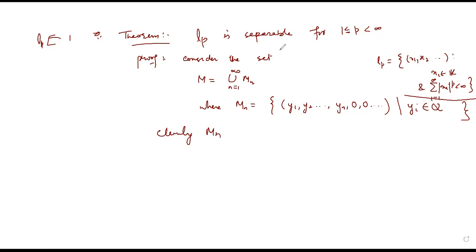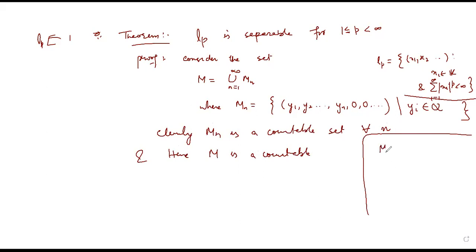Clearly, Mn is a countable set because rationals are countable for all n, and hence M is a countable set. It's a countable union of countable sets. तो Mn countable होगा? Of course Mn countable.